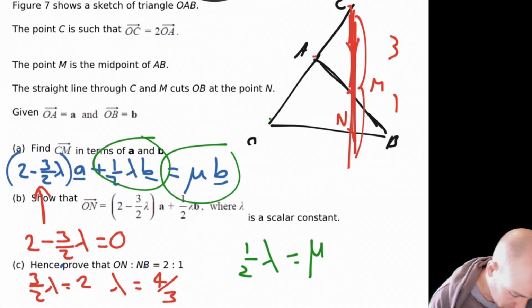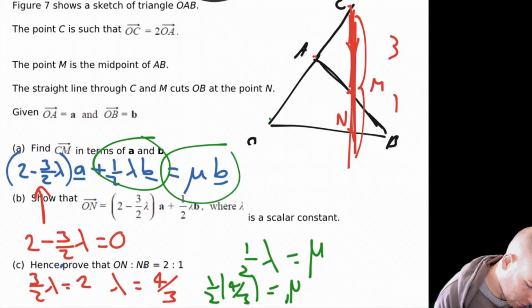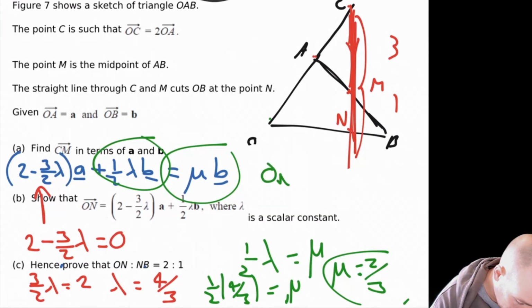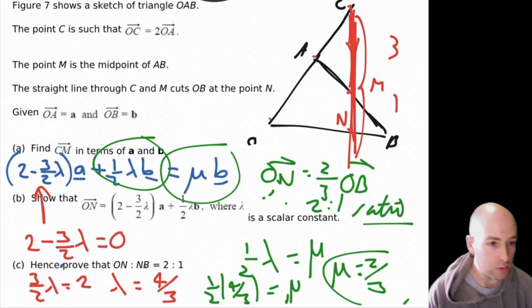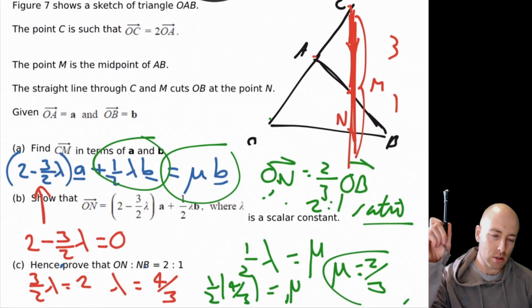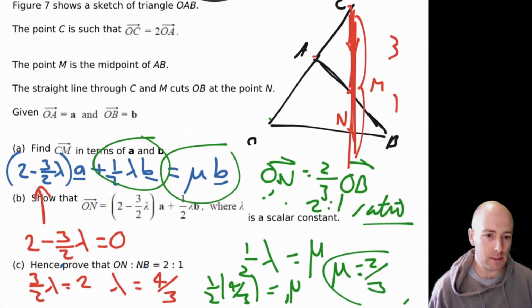So half of lambda is mu. Lambda will be found as 4/3, so half of 4/3 is mu. So mu is 2/3, because mu is 2/3 of OB, so ON equals 2/3 OB, therefore 2-to-1 ratio. Right, has anybody got any questions about that? So good sketch. Directions, be careful with your directions, and we're setting bits equal if they're parallel or equal vectors.